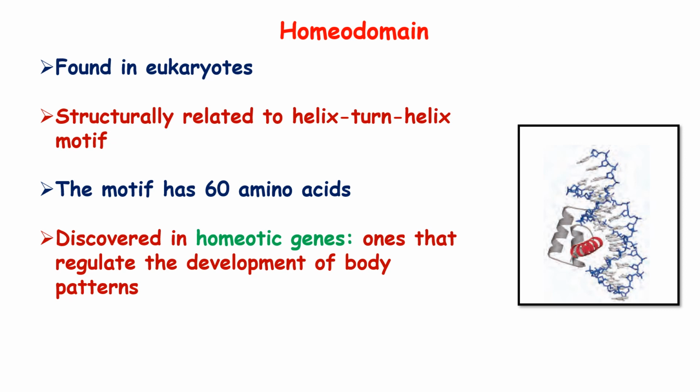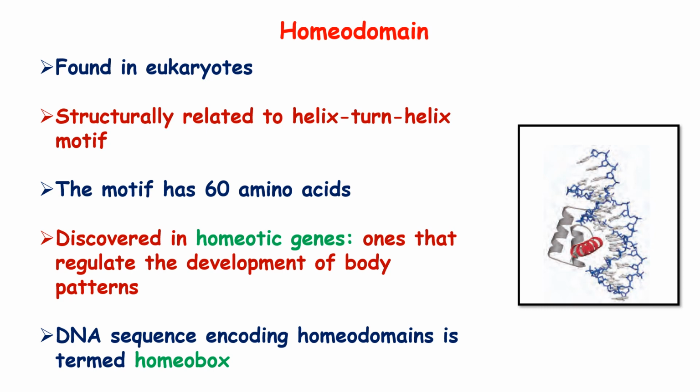It is found only in eukaryotes, not in prokaryotes, and it was first discovered in homeotic genes, hence the name homeodomain. You must be aware that homeotic genes are the ones that regulate the development of body patterns. So they are very, very important. They are in fact controlling the very development of the body of a eukaryote. It is so important that even the DNA sequence which encodes for homeodomains has been given a name, homeobox.